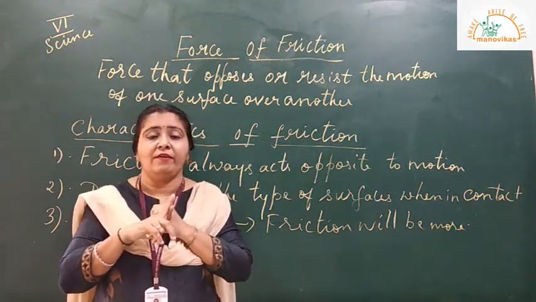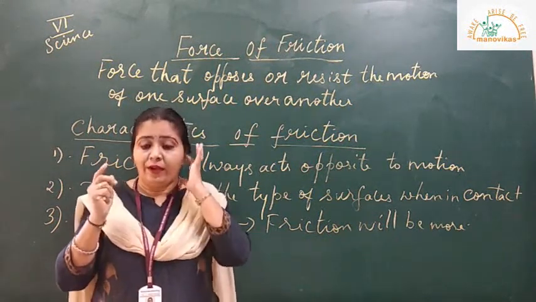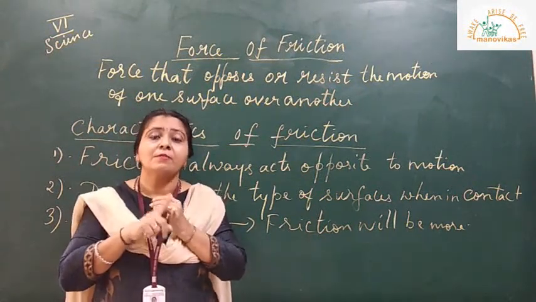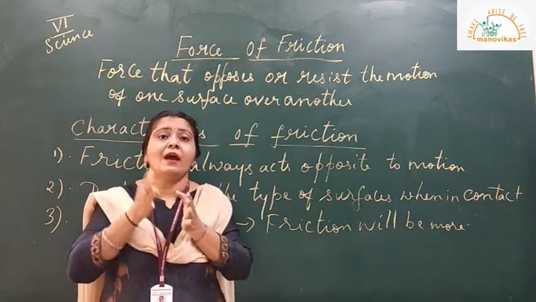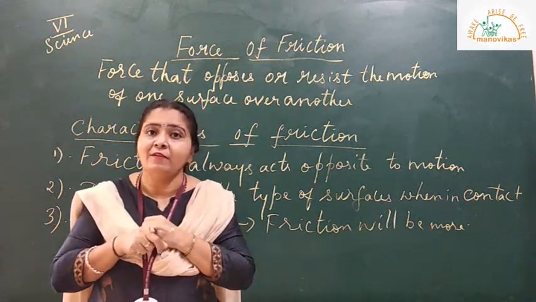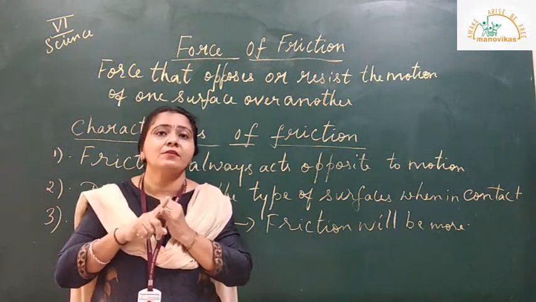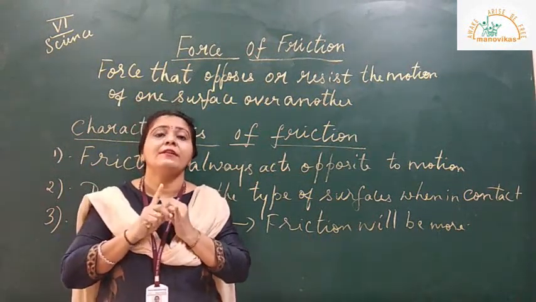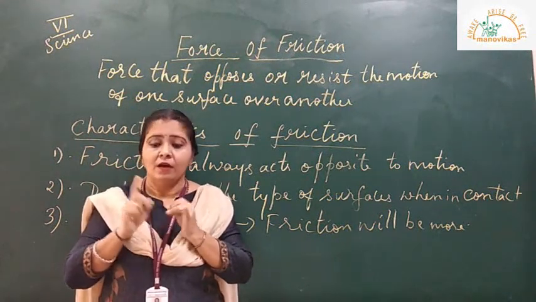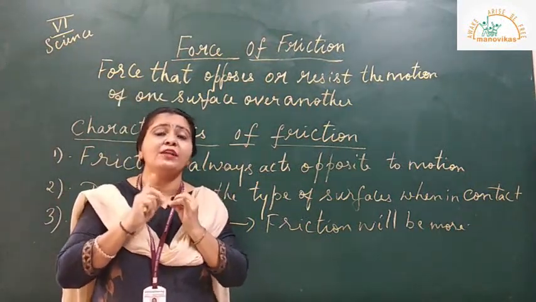And the second theory is that when two surfaces come in contact, the atoms and molecules pull each other due to the electrostatic force, and they slide over one another, and that causes resistance to motion. So these are the two theories related to friction. Friction is relatively a complex phenomenon to explain based on these two theories.